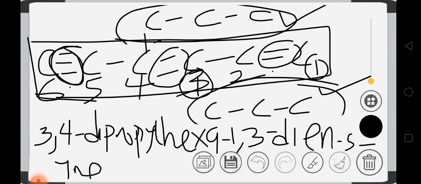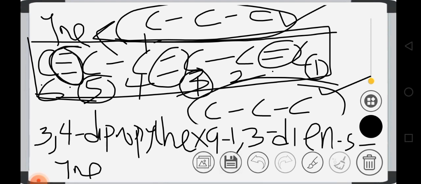That will be the name, because this triple bond is yne, and it's located at the number 5 carbon. Remember I told you, you don't call the carbon at the front. We are coming this way, this is our direction, so we call the carbon at the back. This carbon is 5, at the back of this triple bond, so we call it 5-yne. So we also call it 3,4-dipropylhexa-1,3-diene-5-yne. That is still very, very correct.